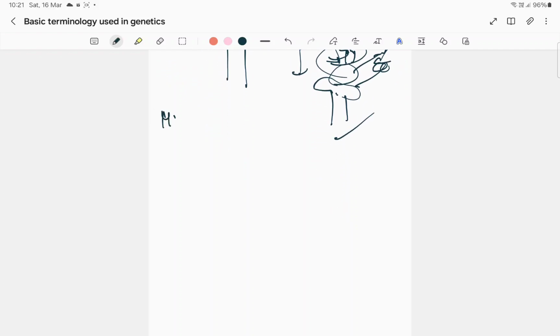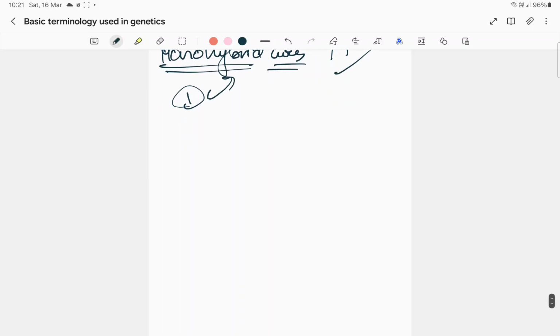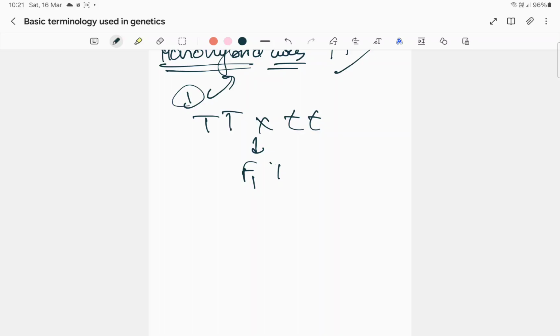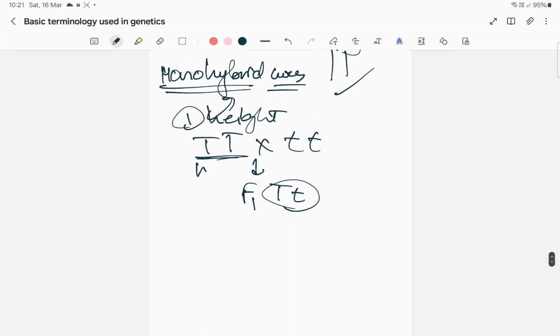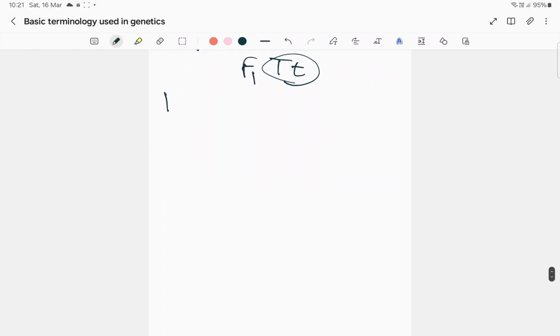Now we will come to the monohybrid cross. Mendel did this monohybrid cross. If we are studying one character for our study, then it is said to be the monohybrid cross. For example, height of the plant. In F1 we will get capital T and small t. If we have taken any one character for study, like height of the plant, then it is said to be the monohybrid cross.